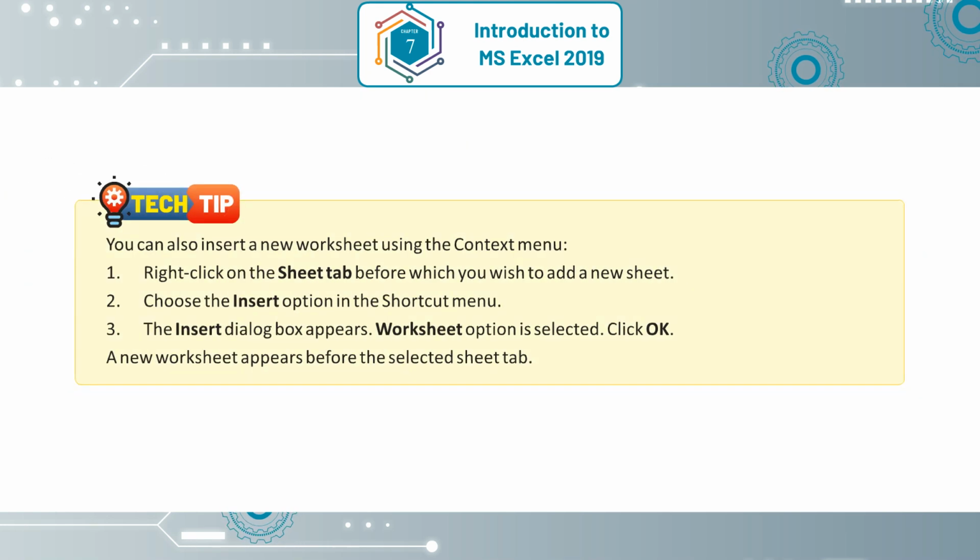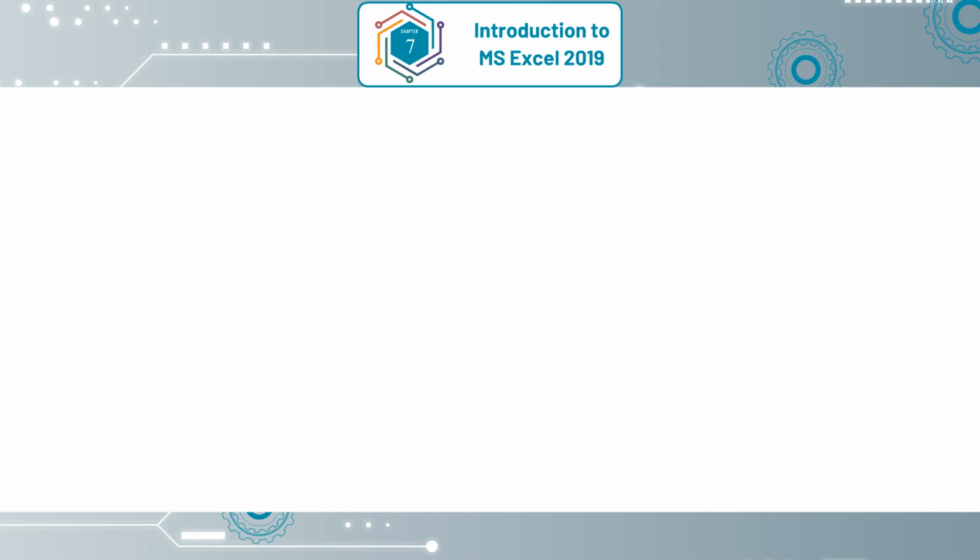Tech tip. You can also insert a new worksheet using the context menu. 1. Right-click on the sheet tab before which you wish to add a new sheet. 2. Choose the Insert option in the shortcut menu. 3. The Insert dialog box appears. Worksheet option is selected. Click OK. A new worksheet appears before the selected sheet tab.